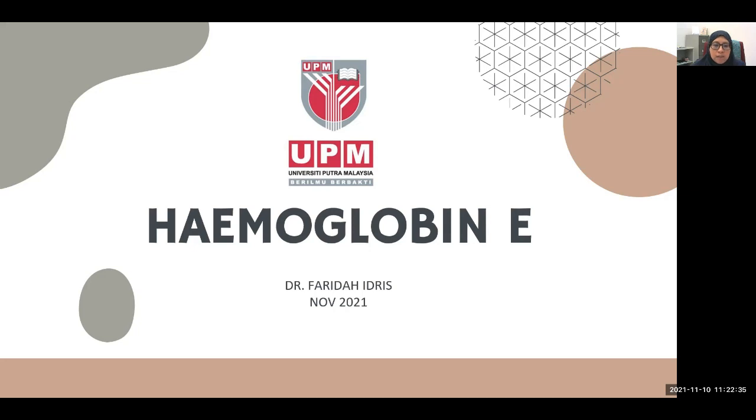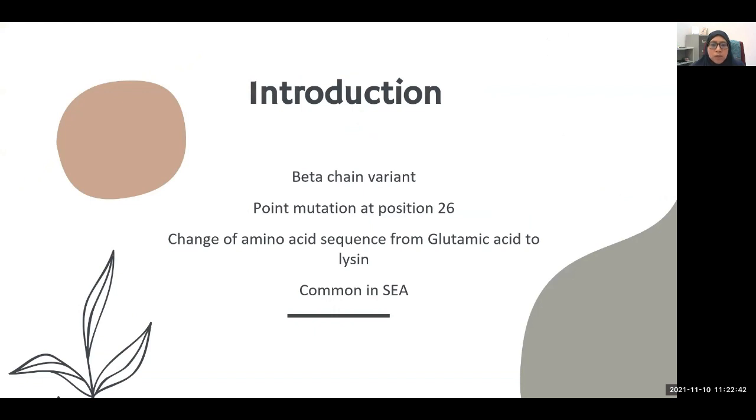Today I will be discussing one of the important hemoglobin variants, which is hemoglobin E. Hemoglobin E is actually one of the beta chain variants caused by a mutation at position 26, leading to a change of amino acid from glutamic acid to lysine. This hemoglobin variant is common in Southeast Asia, around Malaysia, Thailand, and this part of the world.